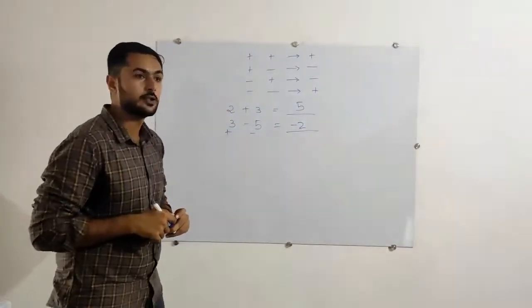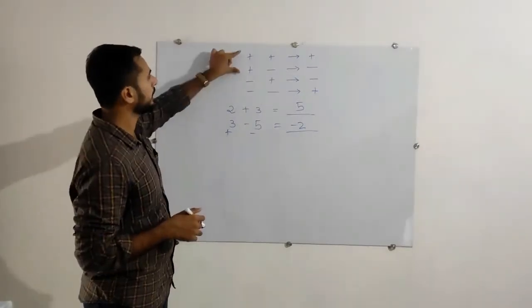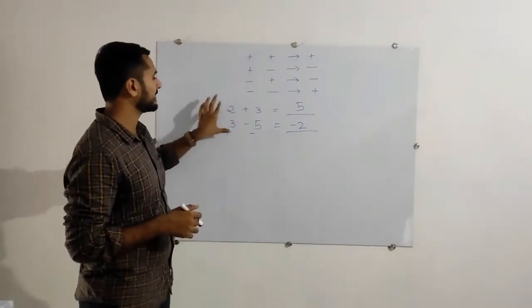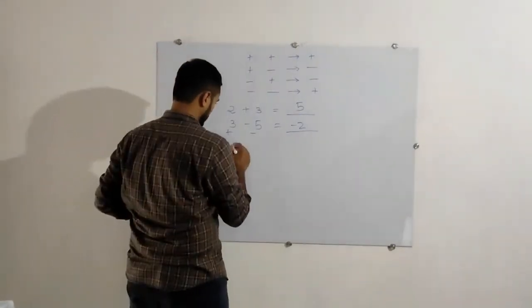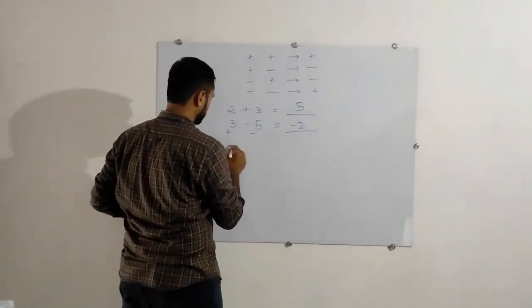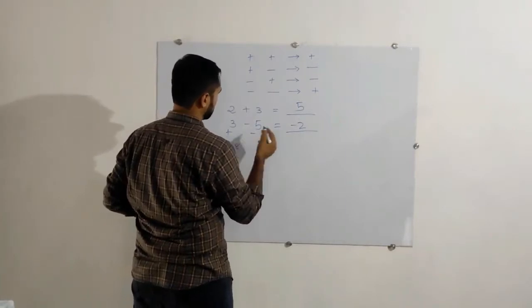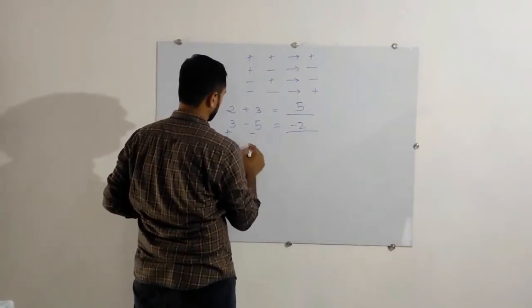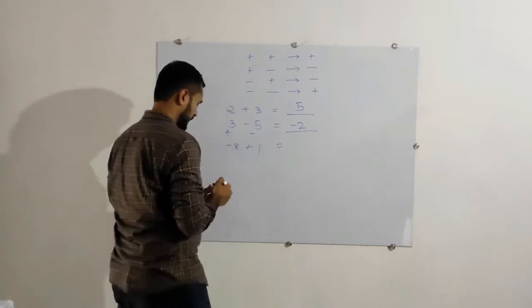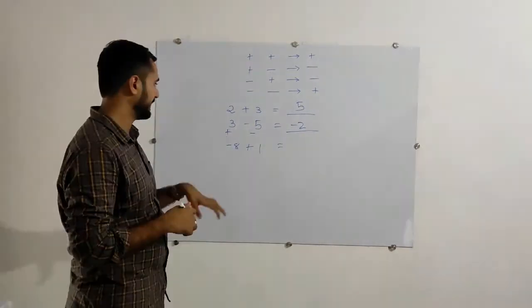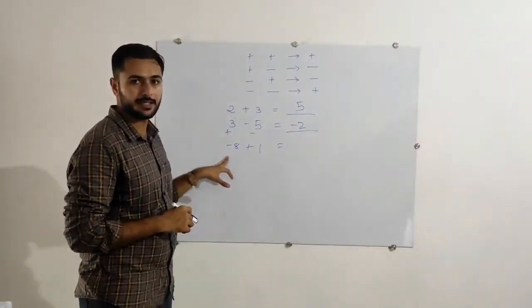That is minus 2. So this is all about how we can do addition and subtraction with the help of this chart. Still, one more number, that is minus 8 plus 1. Minus 8 plus 1. So what will be minus 8 plus 1?